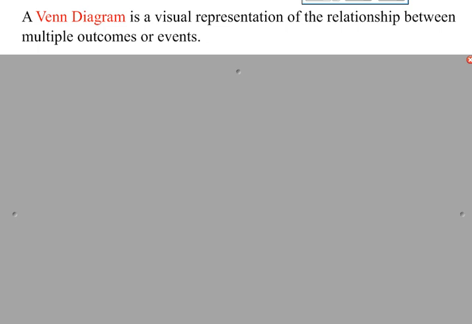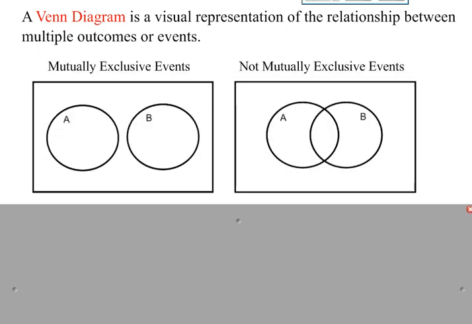A Venn diagram is a visual representation of the relationship between multiple outcomes or events. Here's an example of two Venn diagrams. The one on the left shows two events, event A and event B, represented by the circles, that are mutually exclusive events. This Venn diagram represents mutually exclusive events because the circles that represent events A and B do not overlap. That means there are no outcomes where both of them can occur at the same time.